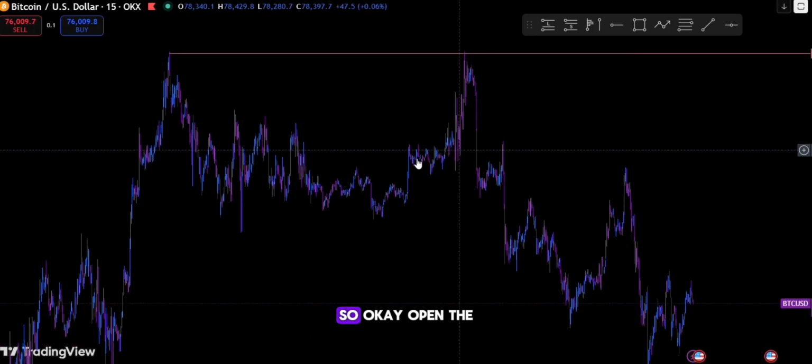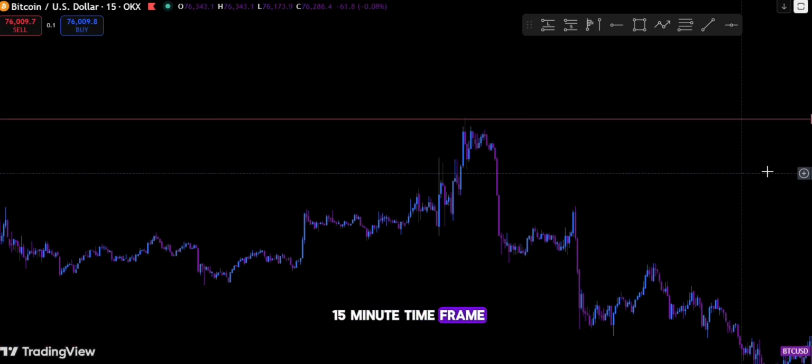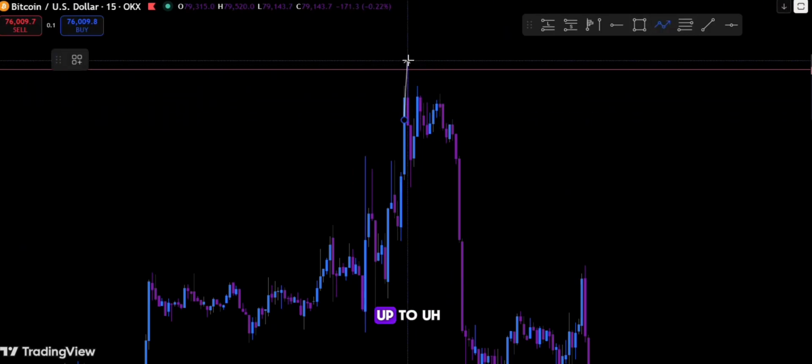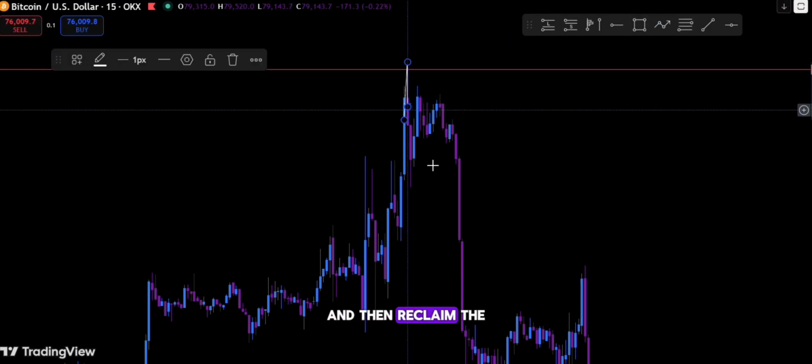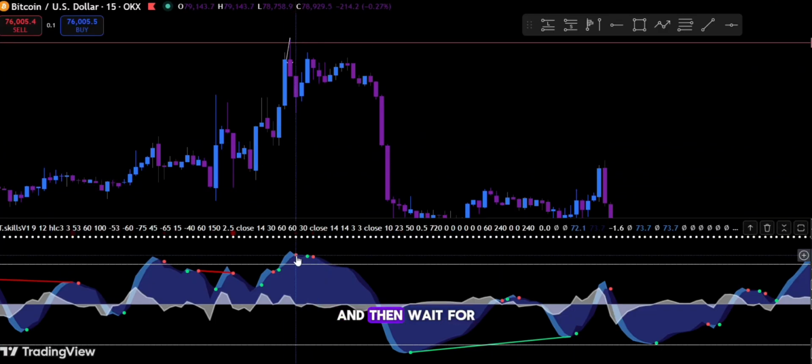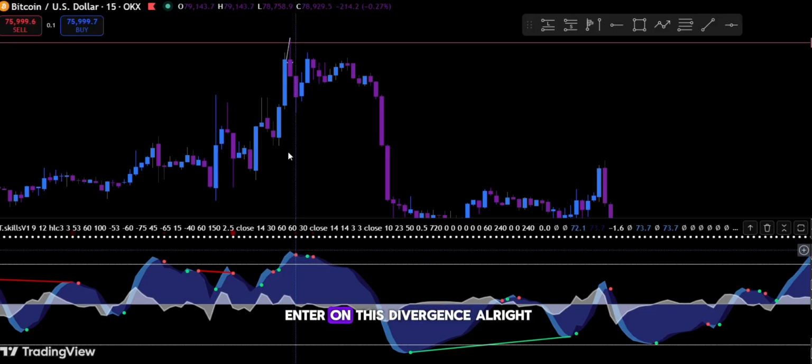All right, so open the 15-minute time frame, and there you exactly see that the price simply went up to the level and then reclaimed it, and I'm on the 15-minute. Now I want to open the indicator and then wait for a red divergence. So this dot is called a divergence. Now I want to enter on this divergence.